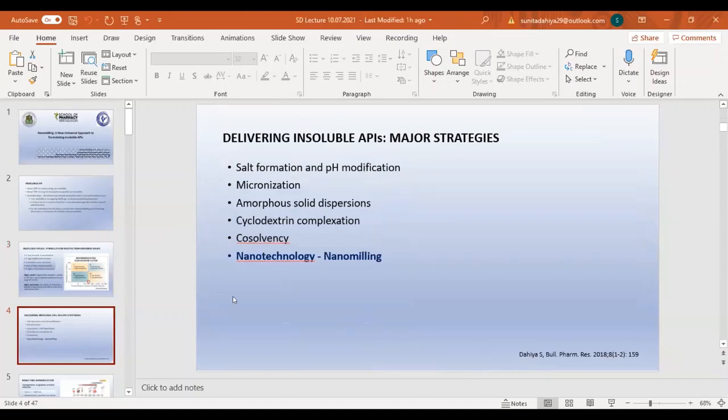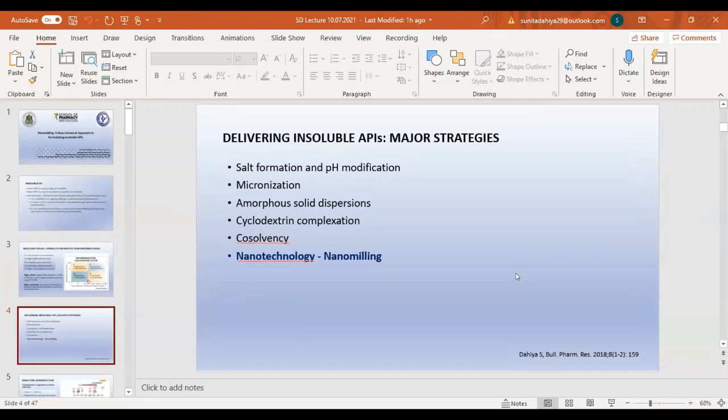Now see, when we try to deliver the insoluble APIs, or the APIs which are slightly soluble or sparingly soluble, there are so many approaches which are reported in the literature. Many of them are already successful approaches. They are already available in the market. You will find the dosage form with various salts and some pH modification. Micronization is a very old and proven approach. Amorphous solid dispersions and cyclodextrin complexation are also successful approaches, and you will see some of the drug products in the market.